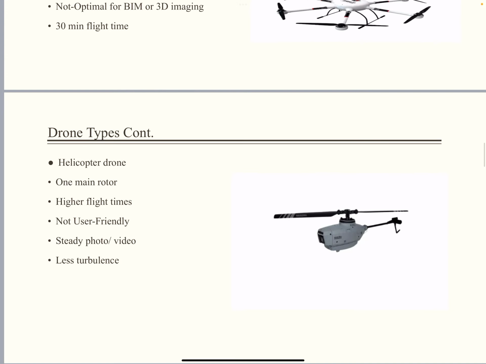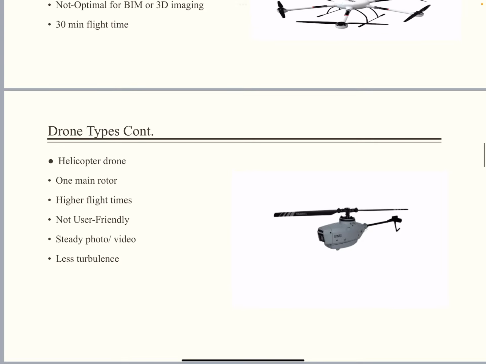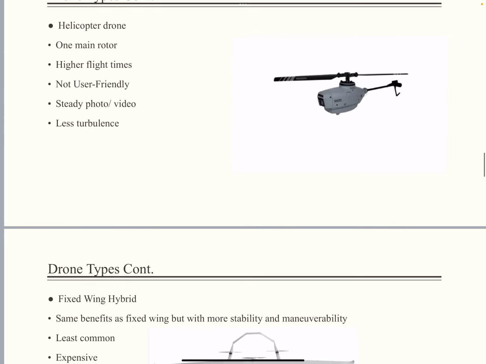Helicopter drone has one main rotor. It's going to have a higher flight time. It's not as user-friendly, but it'll be a little bit steadier than your multi-rotor, for example. A little less battery life, and it will allow for less turbulence since there aren't as many rotors.